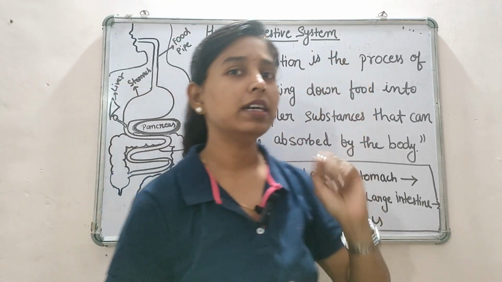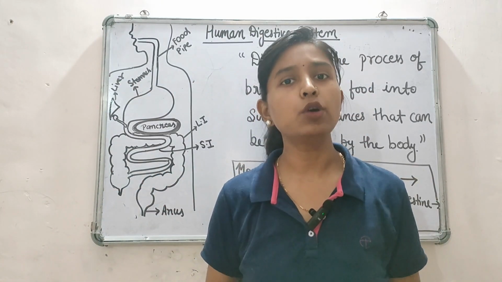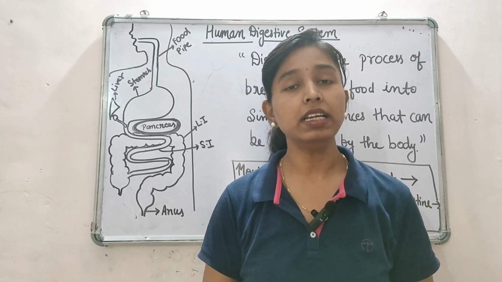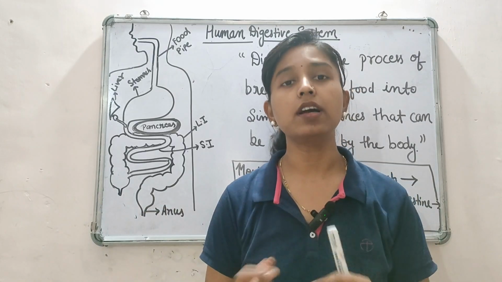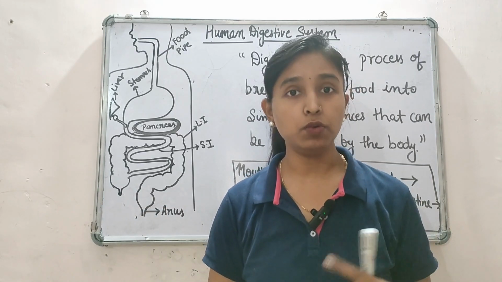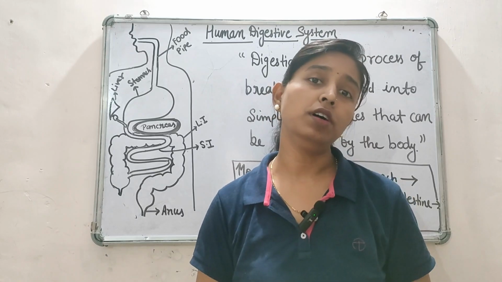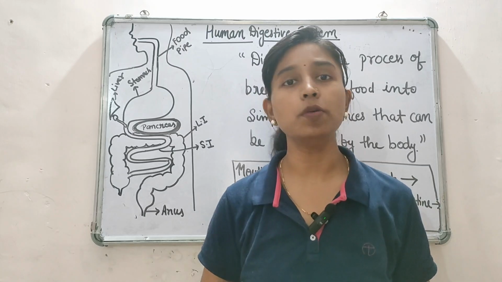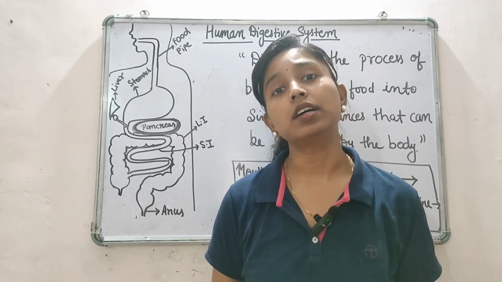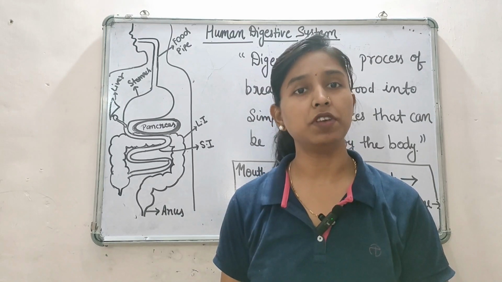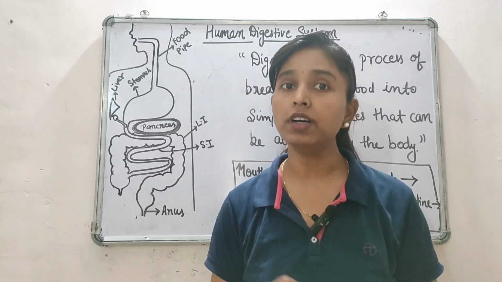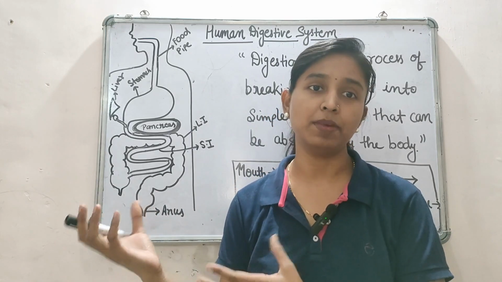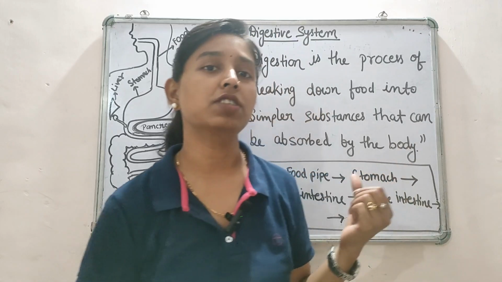System. What is a system? A system is a group of something. If we say computer system, then there are some components, some members like mouse, keyboard, CPU, all working together to perform some specific function. Similarly, in the human body, there are so many organs which work together to perform a specific function, and when they are combined to work for a specific function, they produce a system.